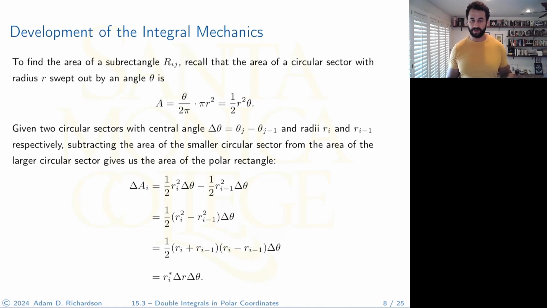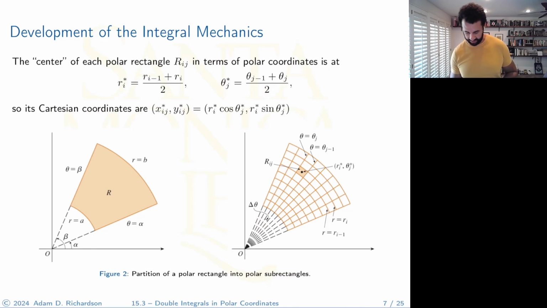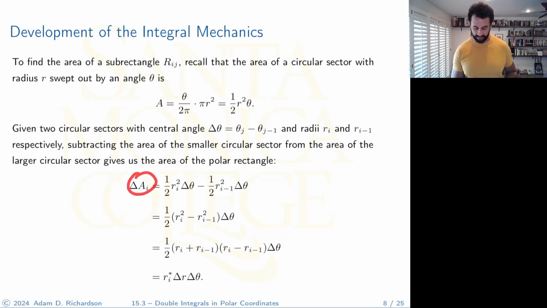Now, if we have two circular sectors that have a central angle delta theta, you can just think of it as one of these right here, this big one, and then here's another one, this smaller one. We're going to take the difference of those two sectors, and the difference will give us the area of that little polar rectangle. So that's exactly what we're going to do. We'll call that the change in area, right? So this is going to be the area of the bigger circular sector minus the area of the smaller circular sector.